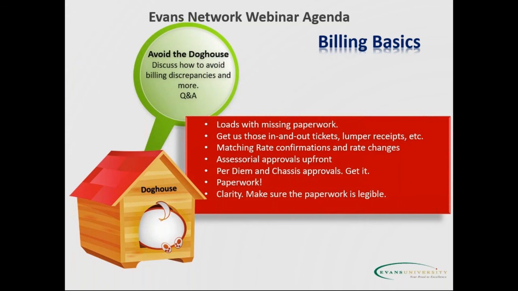And one thing is clarity. Make sure the paperwork is legible. These tend to be some of the top reasons that customers might not pay the bill, and it just might become a billing discrepancy. In that case, make sure that paperwork is legible, and all these other examples.